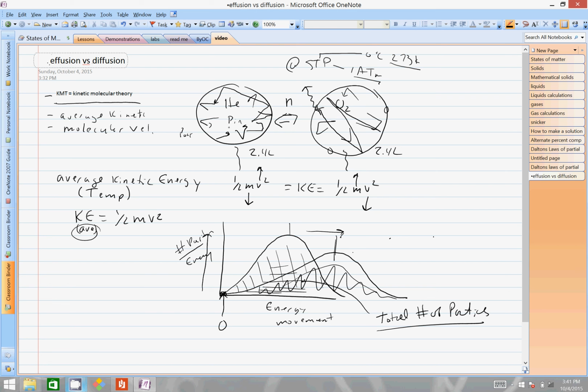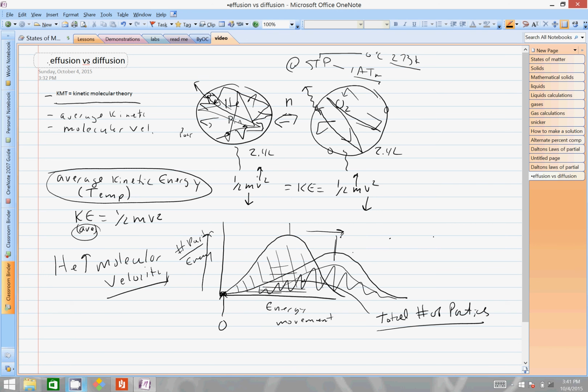But helium, because the same balloon has the same holes, they hit the walls at a greater rate. Therefore, they have a better opportunity to hit a hole. Not because there's more of them, or not because they're heavier, but because they hit the walls at a greater rate. They have a higher molecular velocity. So even though these two things have the same exact temperature, this helium has a greater molecular velocity because it's less massive. For the same given energy, it's got a higher velocity.